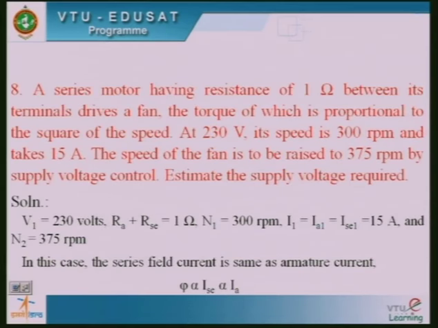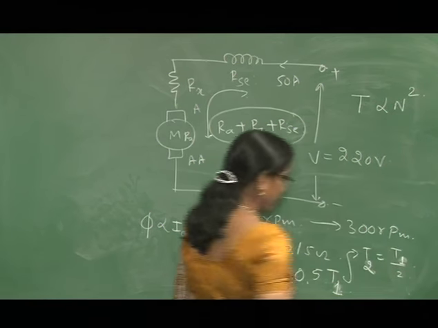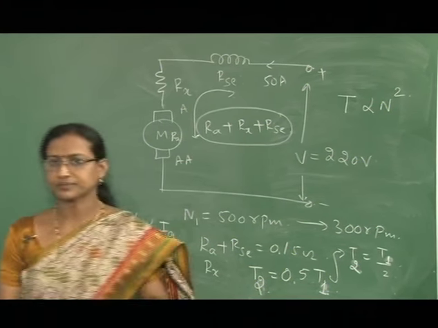Next, you see one more series motor problem. Here, the series motor is having a resistance of 1 ohm between its terminals, and it drives a fan. I took this practical application, where the DC series motor is driving a fan, the torque of which is proportional to the square of the speed. What is the meaning of this? Here, we are considering the relationship that torque is directly proportional to the square of the speed.